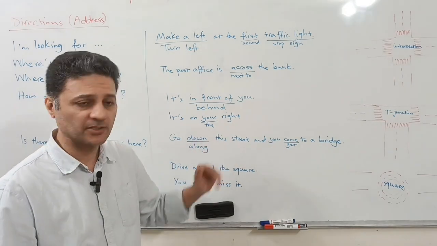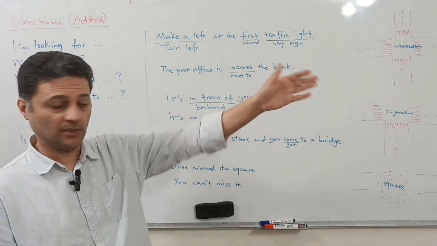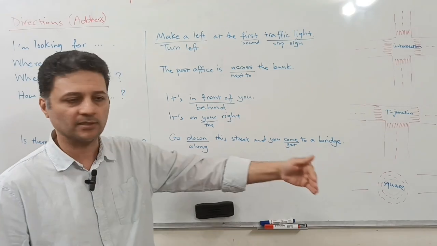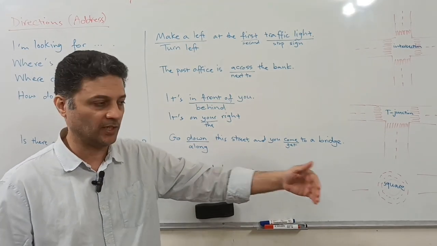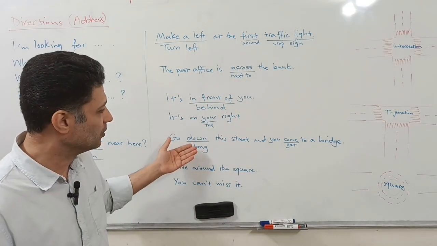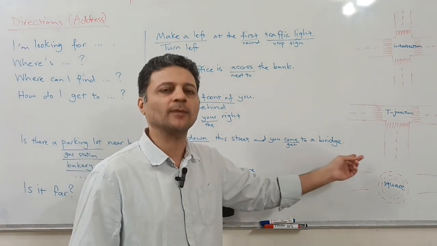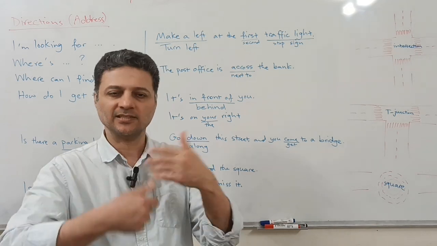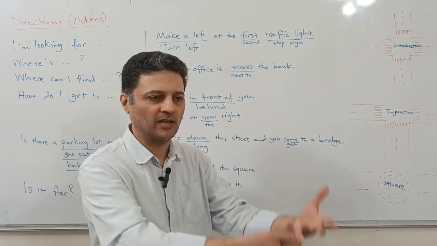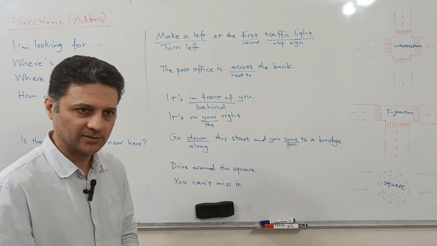Or go down this street. Go down means go to the end of it. Or go along this street. Along means like in the middle, maybe. All right, not down at the end of it. So go down or go along the street and you get to a bridge, or you come to a bridge, or you come to a square. This is the way we respond and give addresses or directions.